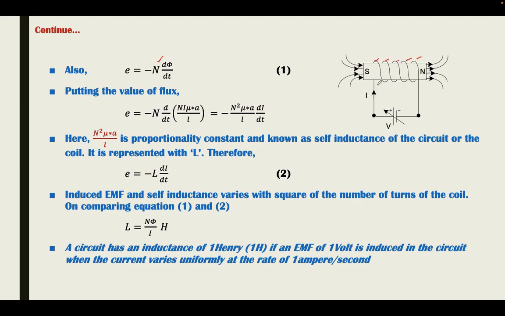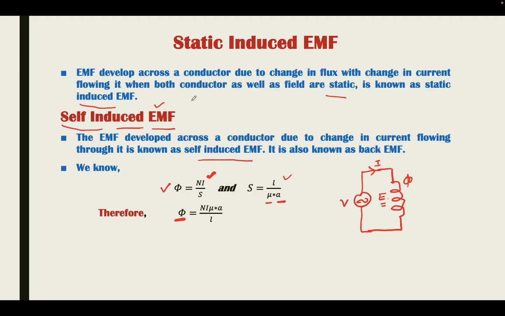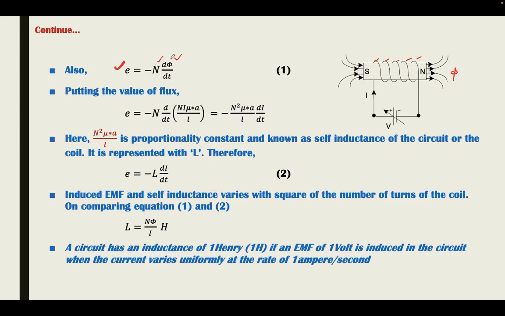When current is flowing in this circuit, the flux will develop over here, and with the rate of change of this flux with respect to time, with the variation in the magnitude of this voltage, the EMF will develop. The magnitude of this EMF depends upon N and phi, and by definition phi is equal to Ni mu A upon L. Putting the value of phi in this equation, we can differentiate this function taking the constant terms out, and it will be N square mu A upon L di upon dt.